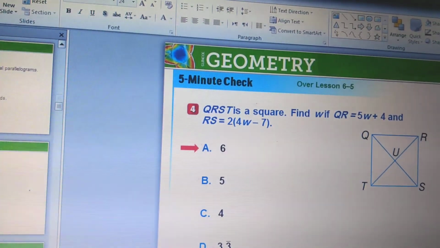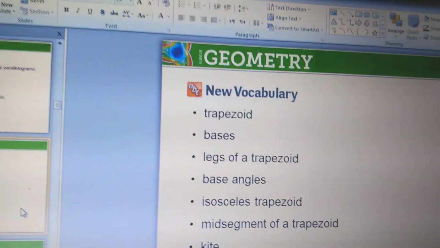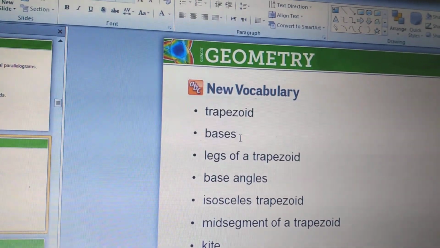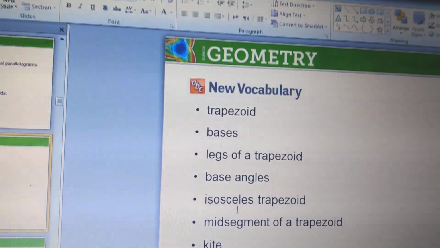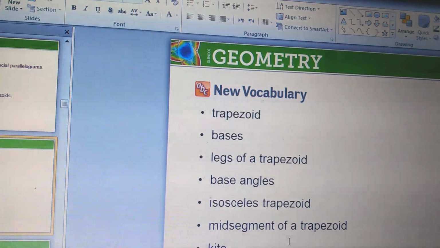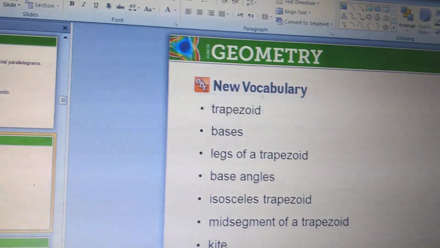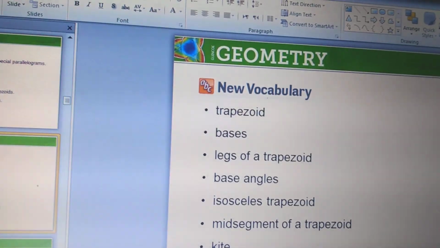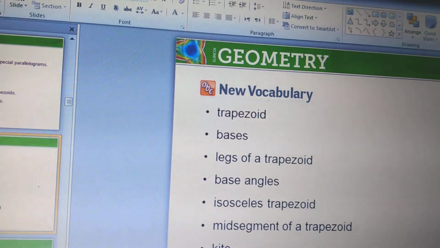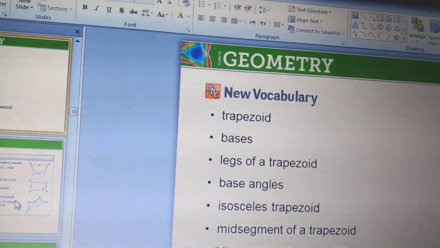Let us now go to our lesson. In this lesson, we are going to talk about trapezoid, bases, legs of trapezoid, base angles, isosceles trapezoid, mid-segment of trapezoid, and the last we will talk about kite. Of course, yesterday I sent some videos. If you watch them, this means you have a good idea about the lesson today. Let us start.